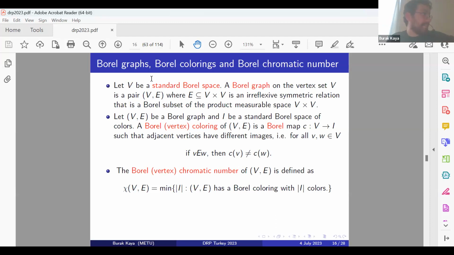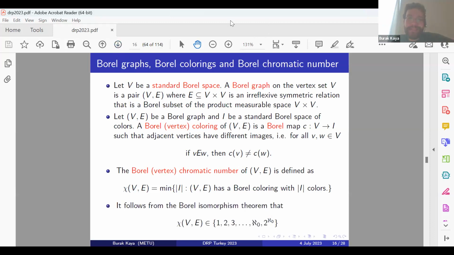Now, it follows from the Borel isomorphism theorem that the chromatic number here can only have these values. It's either finite, or it's countably infinite, or it has the cardinality of real numbers. This is the cardinality of real numbers, okay? Why? Because I know that any uncountable standard Borel space is isomorphic to real numbers. So the cardinality of I can be this if it's not countable. So from the Borel isomorphism theorem, I know that the Borel chromatic number can be either of these.